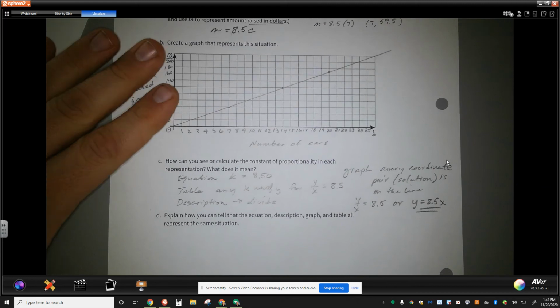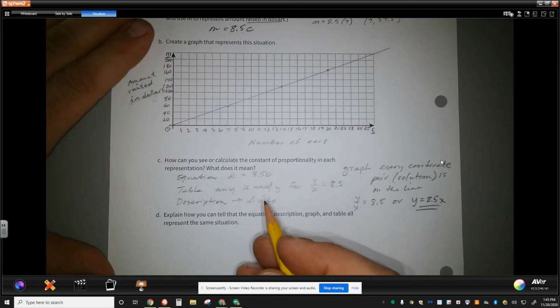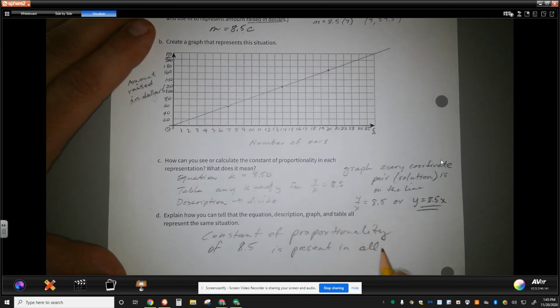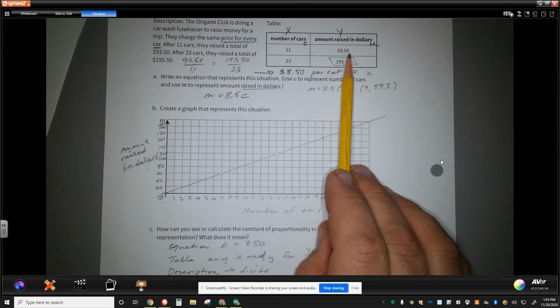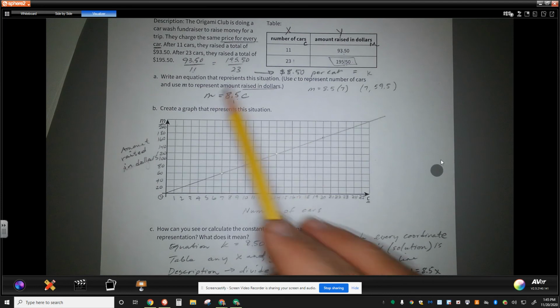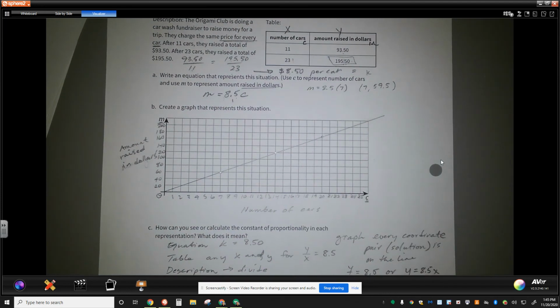So how can you tell that the equation, description, and graph of the table all represent the same value? It all comes back to this again. Constant of proportionality of 8.5 is present in all. Every single one of them has the exact same constant of proportionality represented. It comes out here with the cost per car. It comes out here by taking y divided by x, comes out here in the equation, and it comes out here by seeing that constant rate. Every single point is on the graph. There's our big steps for this lesson. That's the big concepts and the big ideas.